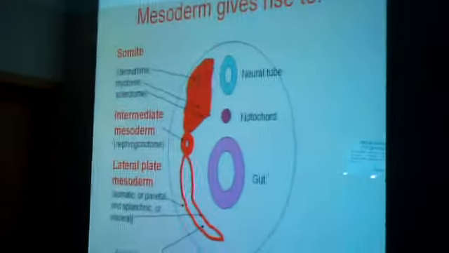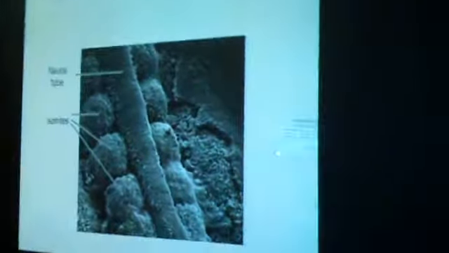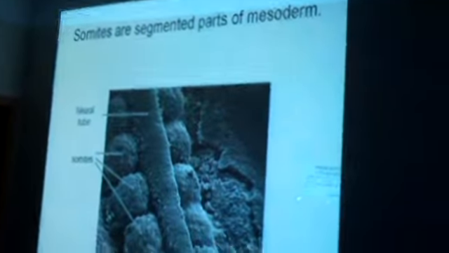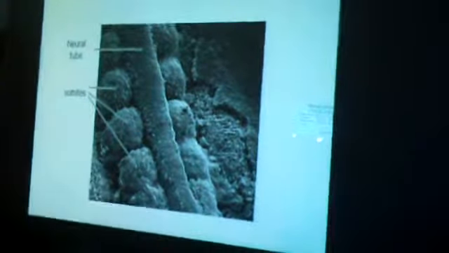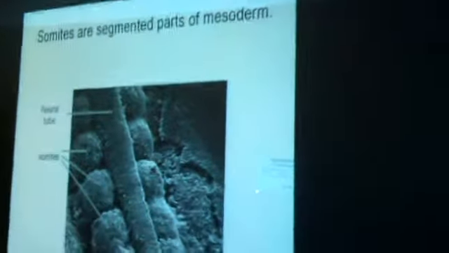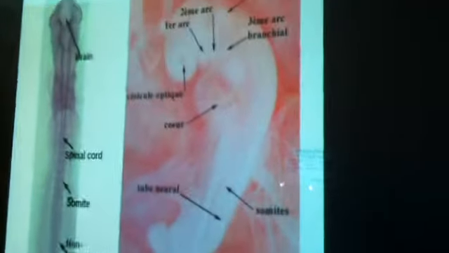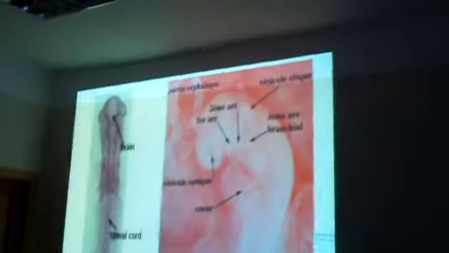Too difficult, I think. So how neural tube and somites look under the microscope. In freezing technique, I don't know how it's called in English. You see somites are segmented, and the neural tube is not segmented. And once again, an embryo.